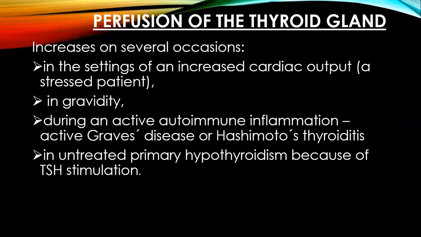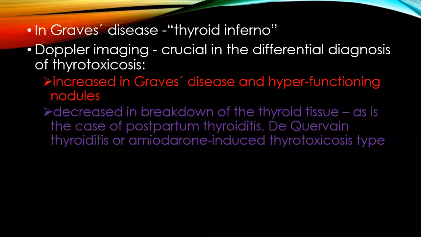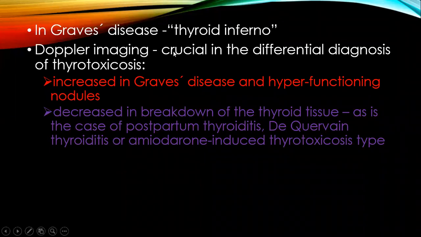So moving on to the perfusion of the thyroid gland, it can be increased in several clinical settings. For example, with increased cardiac output, in a stressed patient, and also in pregnant patients. It is also increased during active autoimmune inflammation, for example in Graves' disease or Hashimoto's thyroiditis, and in untreated primary hypothyroidism because of continuous TSH stimulation. In Graves' disease, it is markedly increased, giving what is called the thyroid inferno. You will see images later on.